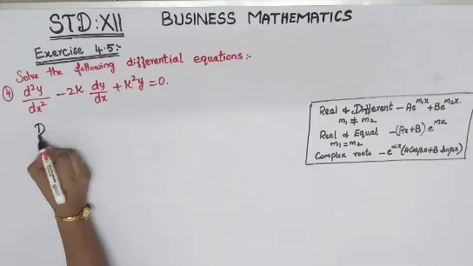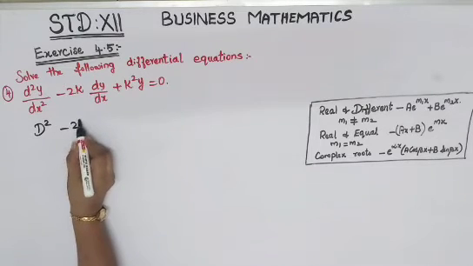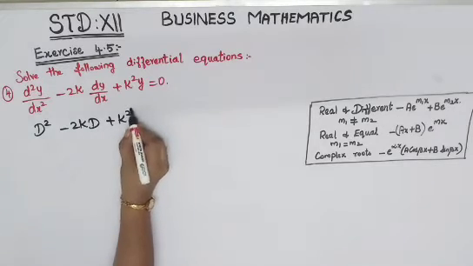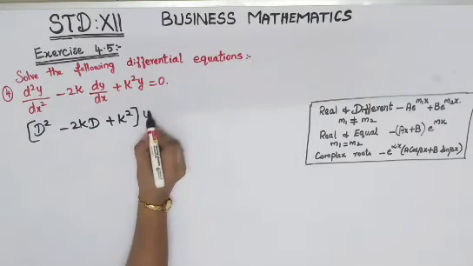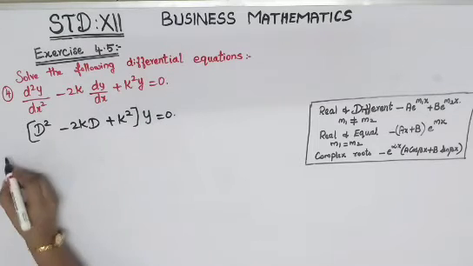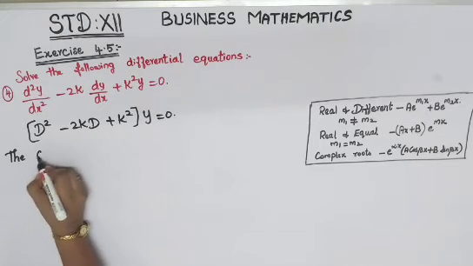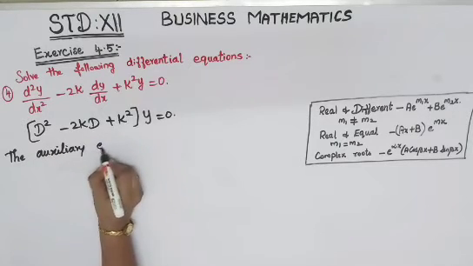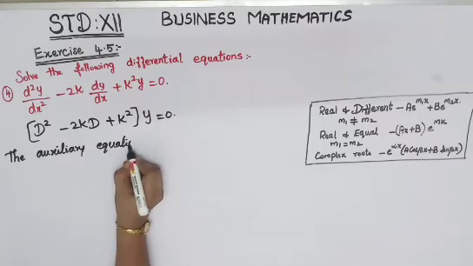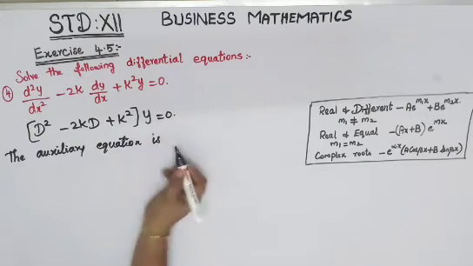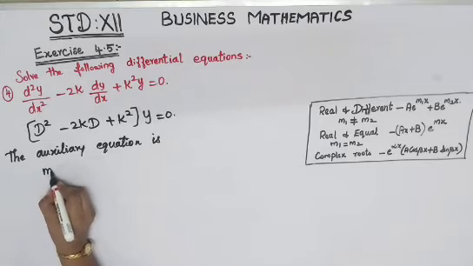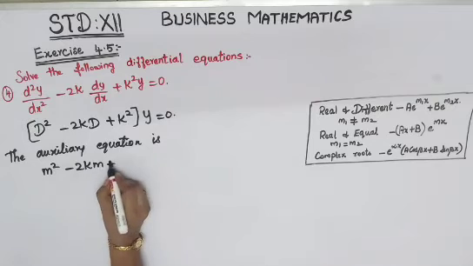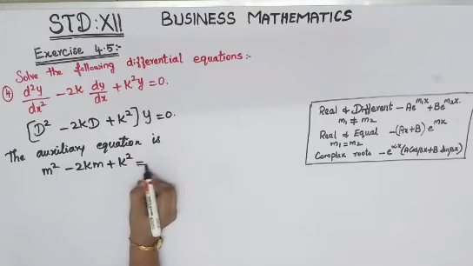D square minus 2kD plus k square into y is equal to 0. So you will have to write your auxiliary equation. The auxiliary equation is, convert this D in the format of m, okay. So m square minus 2km plus k square is equal to 0.